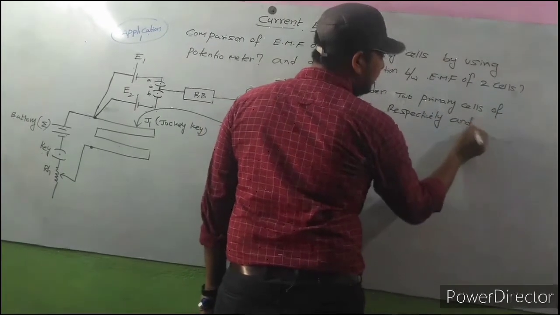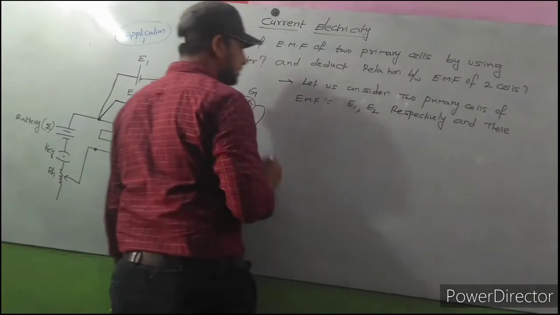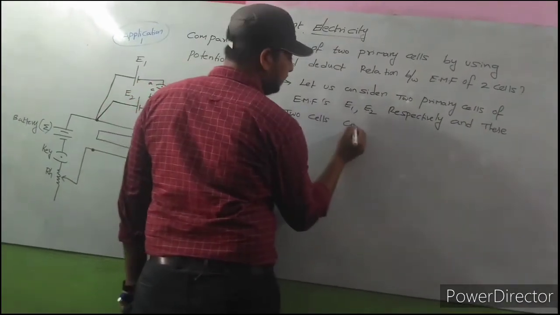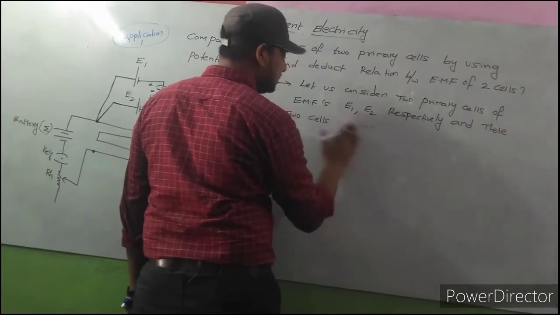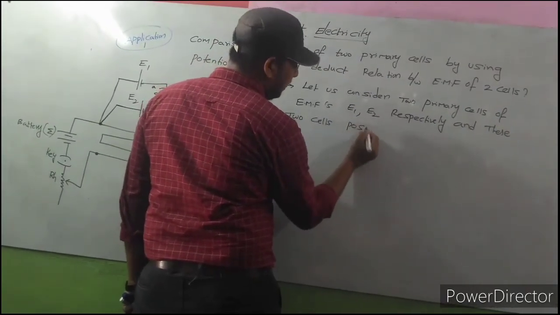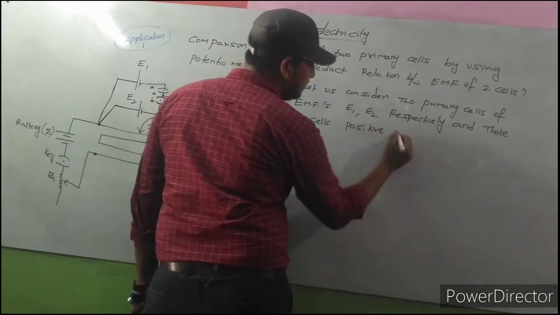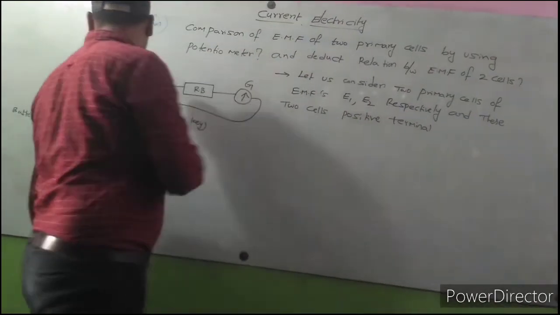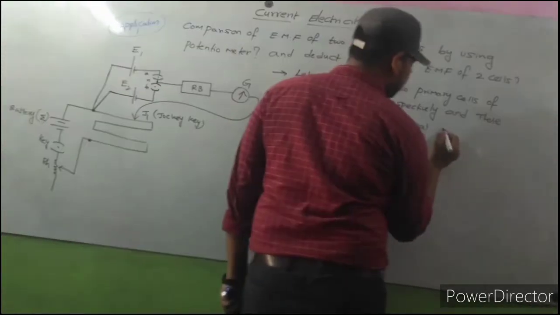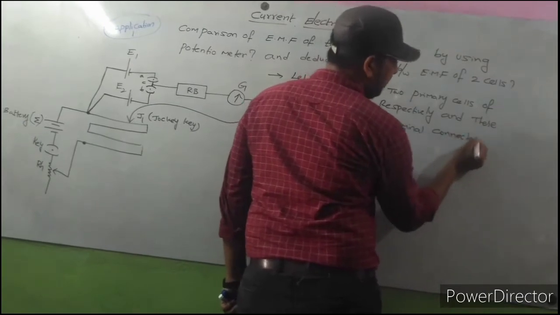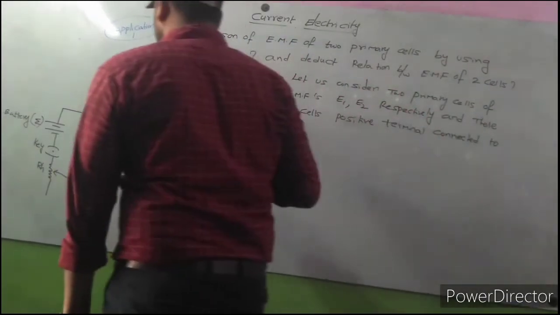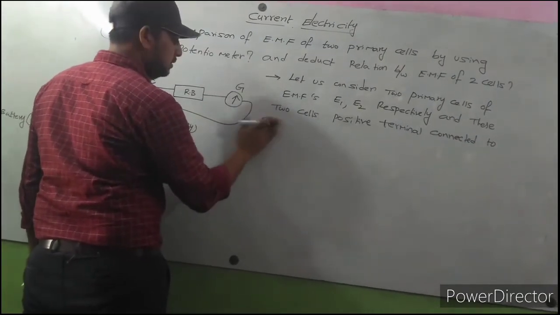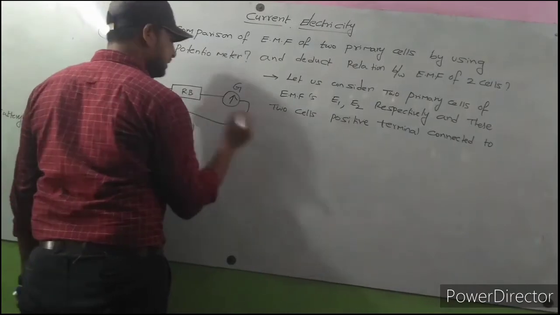And these two cells are connected. These two cells' positive terminal is connected to a strong battery, connected to a resistance box.